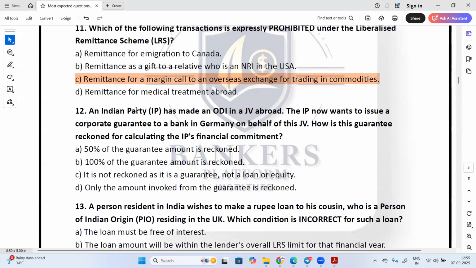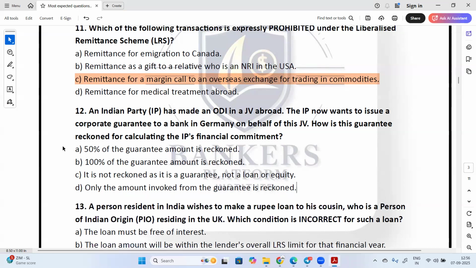So question number 12: an Indian party has made an ODI in a JV abroad. The IP now wants to issue a corporate guarantee to a bank in Germany on behalf of this JV. How is this guarantee reckoned for calculating the IP's financial commitment? The options are: 50% of the guarantee amount is reckoned; 100% of the guarantee amount is reckoned; it is not reckoned as it is a guarantee, not a loan or equity; only the amount invoked from the guarantee is reckoned.